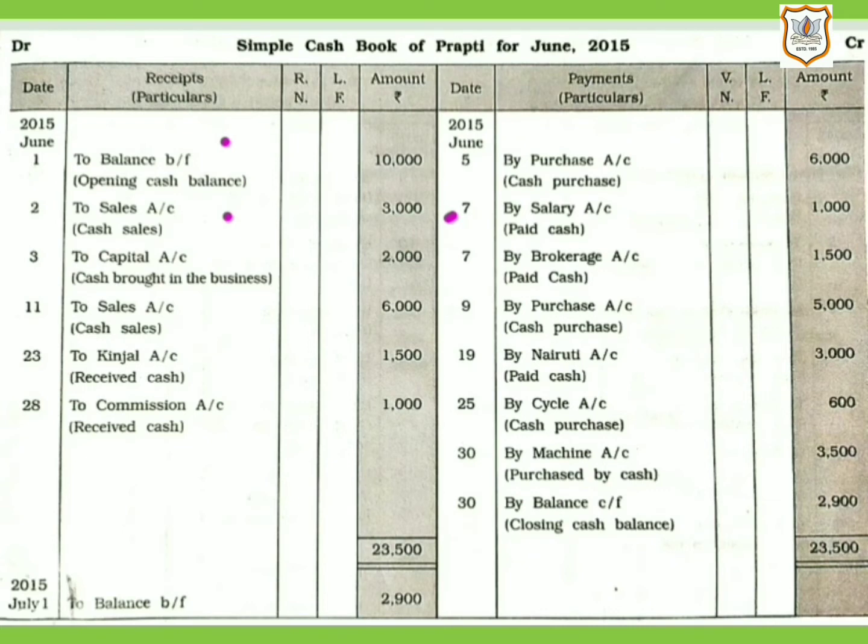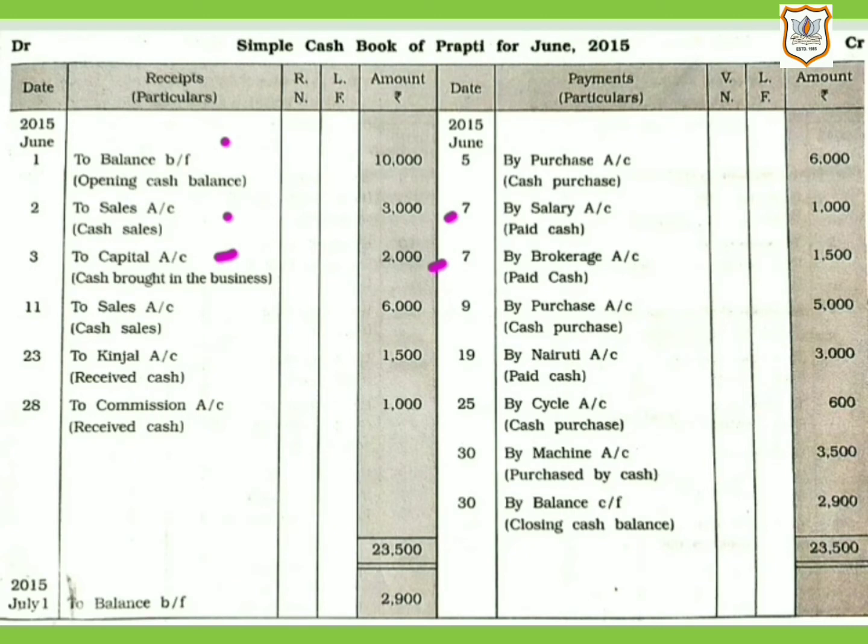Now next transaction, cash of rupees 2,000 brought into the business as more funds are required. Again, this transaction will be recorded on debit side of cash book, as here cash is coming into the business as the owner is bringing more cash as more funds are required in the business. So as the owner is bringing cash, we will write in particulars column To capital account. In amount column, 2,000. Now next transaction.